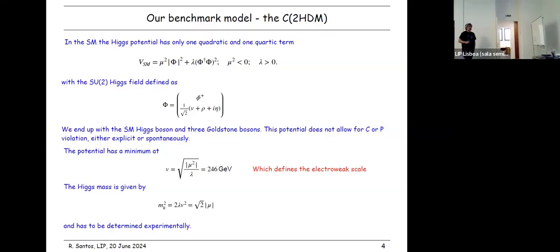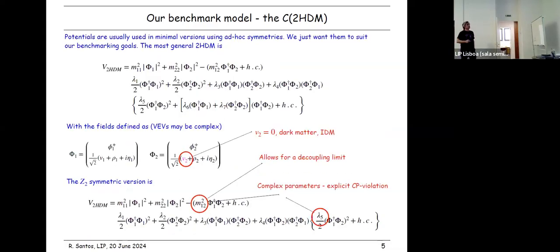Why am I talking about this? Because this potential does not allow for C or P violation, either explicitly or spontaneously. Because these are phi squared, phi dagger phi, you cannot violate C, you cannot violate P. So this is something that you cannot do in the standard model. That's the reason I'm showing this: you have to at least add another doublet so that you can do it. Okay, so this is the two-Higgs doublet model.